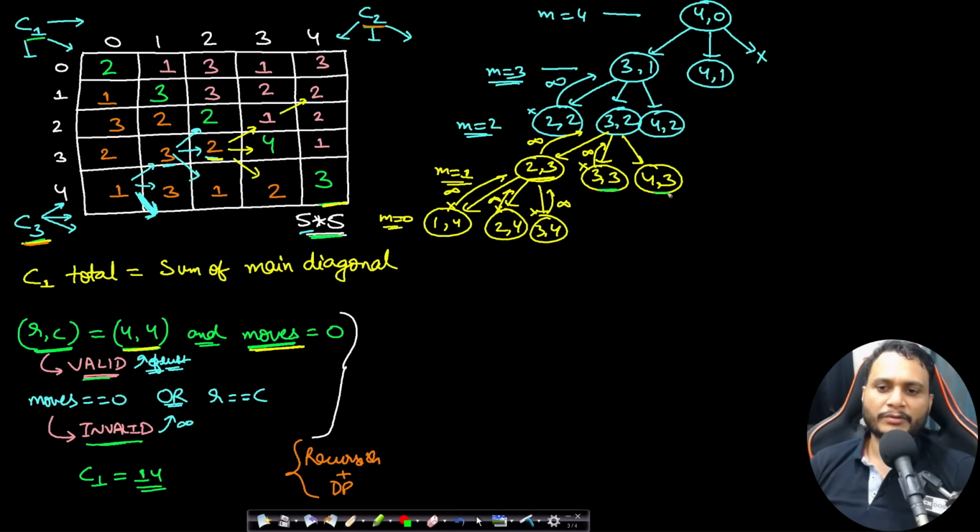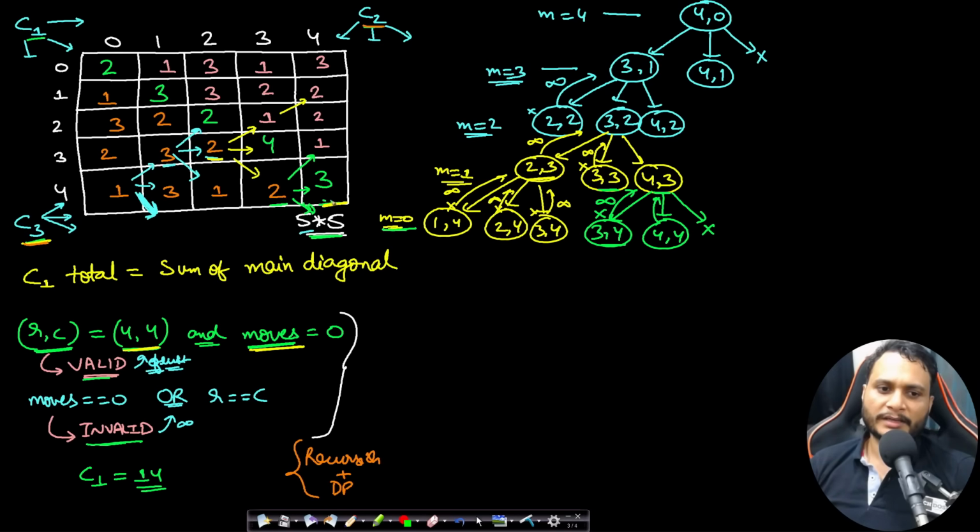Now 3 comma 3 was already invalid because it was on the diagonal, and it will return infinity. Now let's see 4 comma 3. From here you can move top right, to the right, or down. That means from 4 comma 3 you can move to 3 comma 4, to 4 comma 4, or to an out of bound index, where the call will not be made. 3 comma 4 will become invalid because the number of moves is 0 and you have not reached 4 comma 4, the target cell.